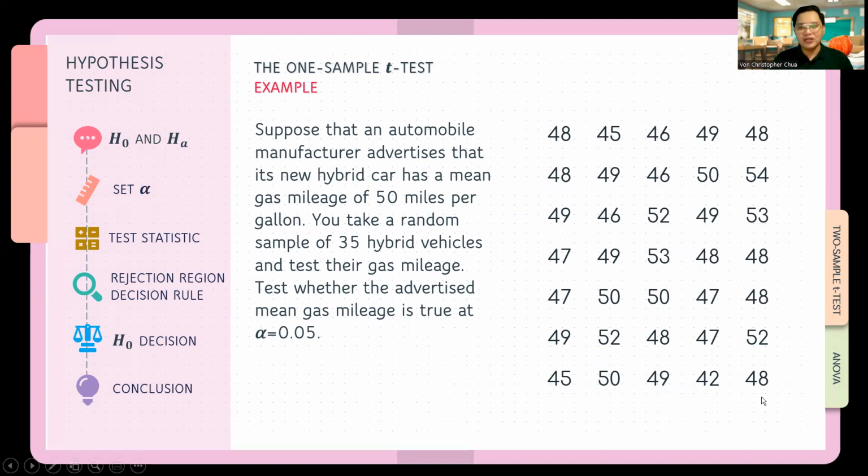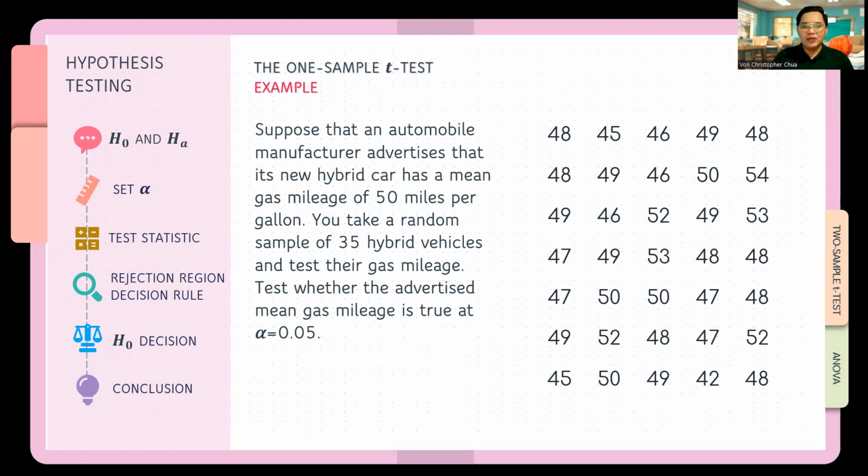Obviously, if it turns out that the sample data or the mean of the sample data is not significantly different, then that is enough evidence to say that the automobile manufacturer is correct in its claim of a gas mileage of 50 miles per gallon.